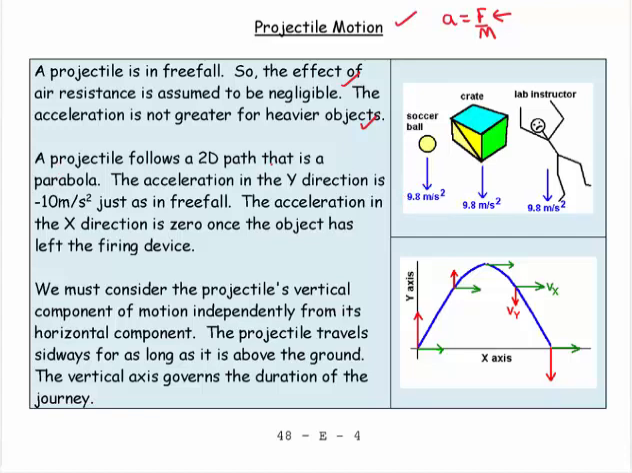A projectile follows a two-dimensional path, which is a parabola. If we look at a typical path, we can see it here. It basically follows this arc. The acceleration in the y-axis is minus 10 meters per second squared, just as in free fall. The acceleration in the x-axis is 0 once the object has left a firing device.